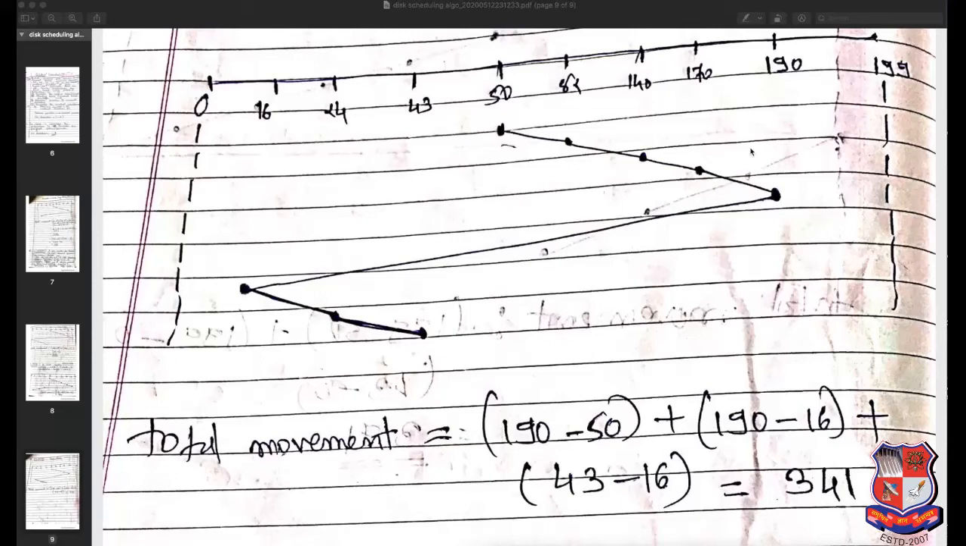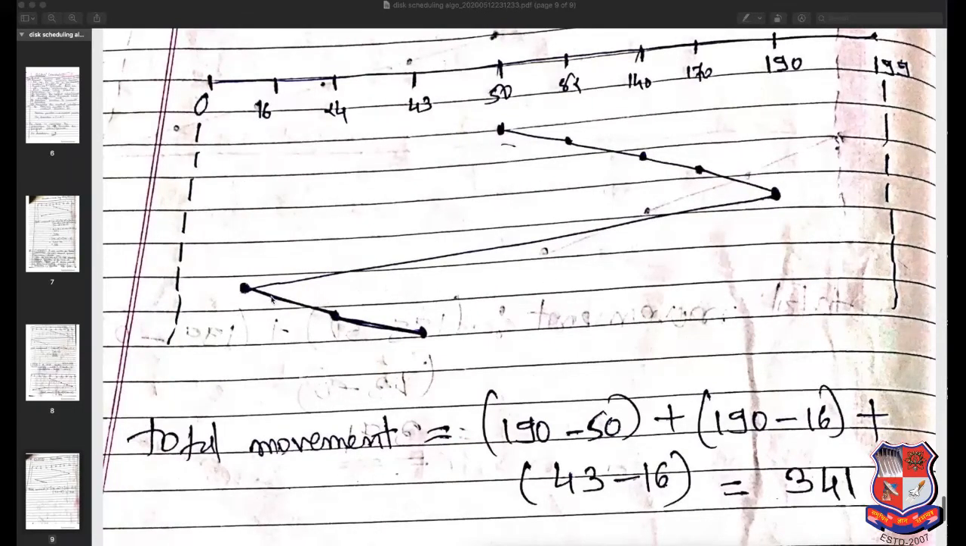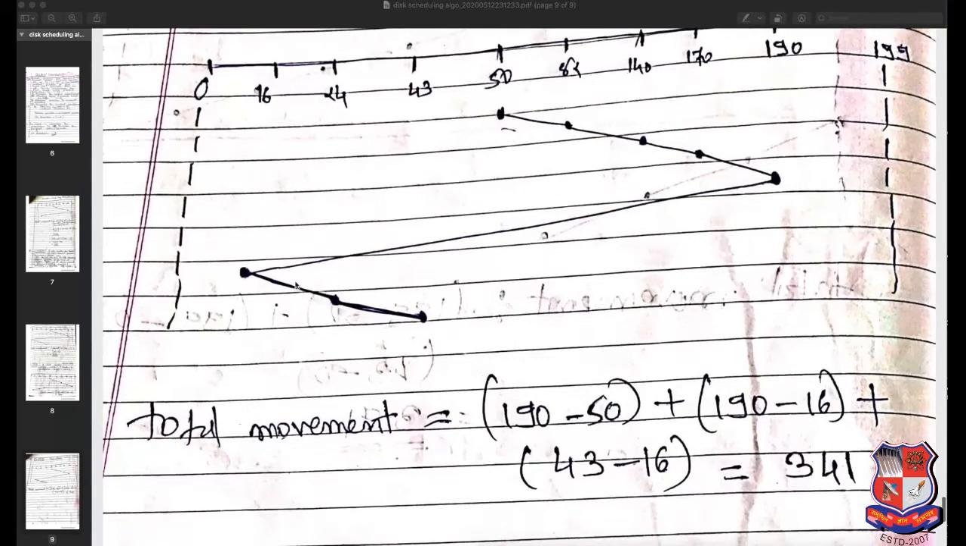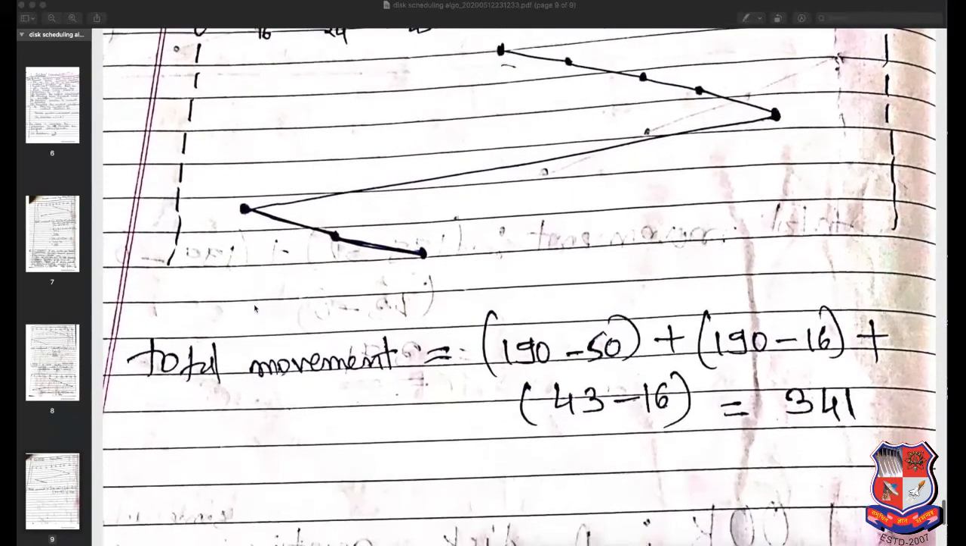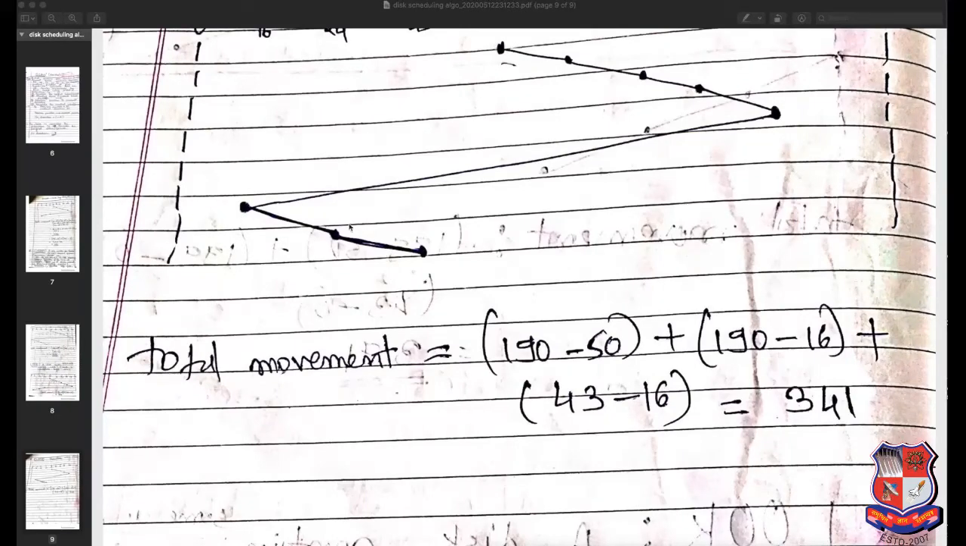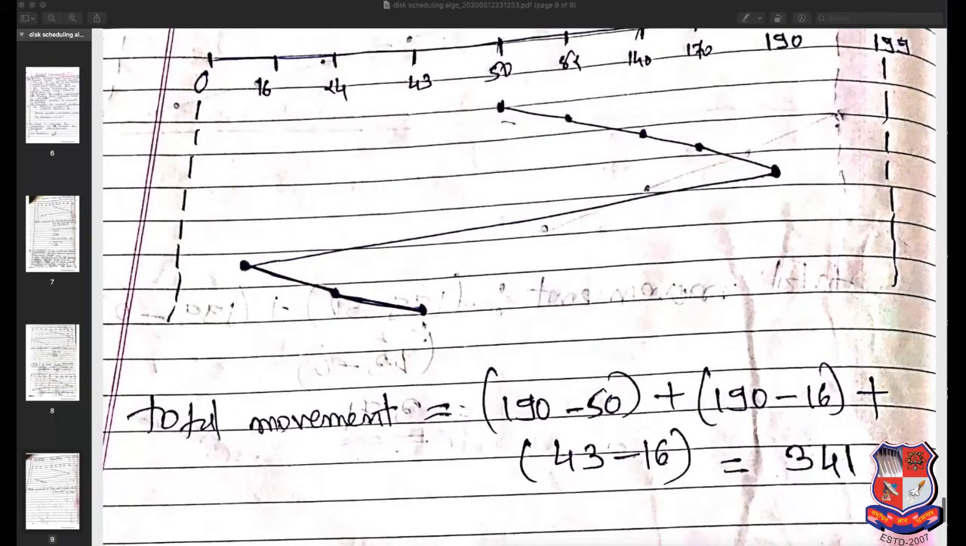Okay, so we cannot traverse any value between the two ends. When we reach one end, 190, we move to the other end, 16. Then after that 24, and the last one is 43. So this is C-LOOK, circular look. It is the same as C-SCAN. In C-SCAN, my ending values are 199 and 0. But in C-LOOK, my ending values are the last request track, 190, and the other last request track, 16. So these are the end values for C-LOOK.